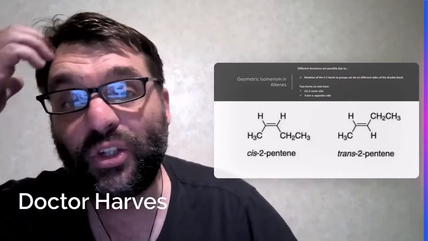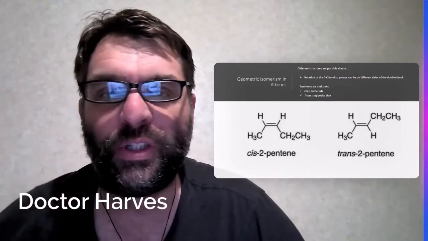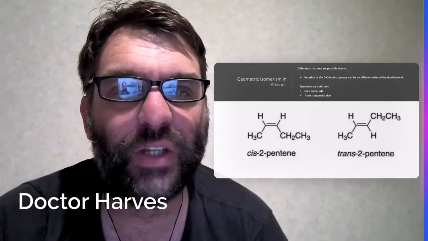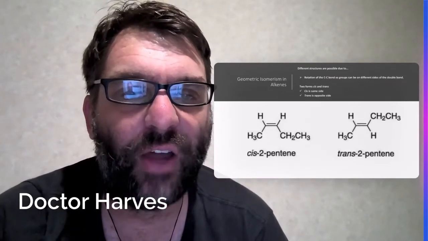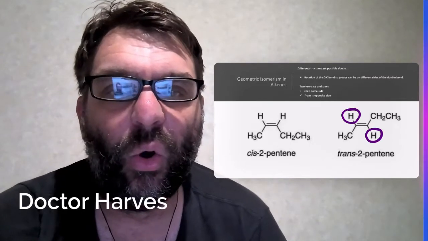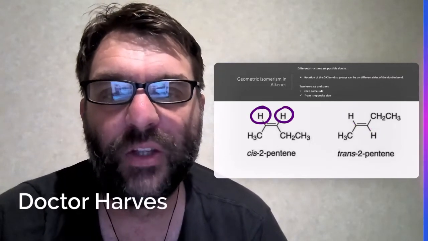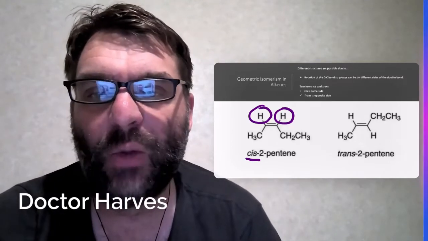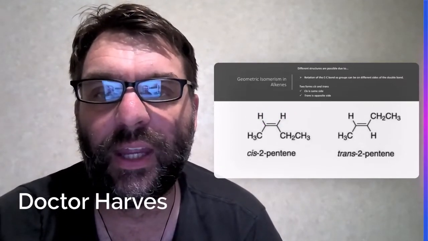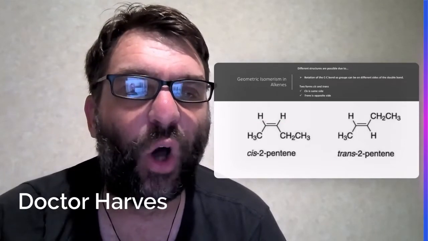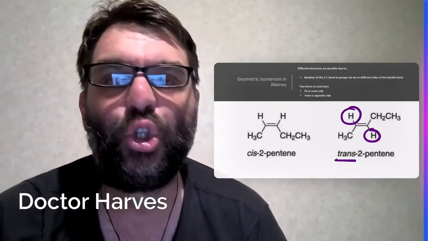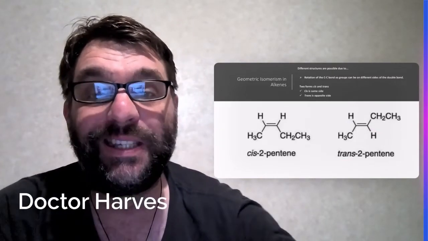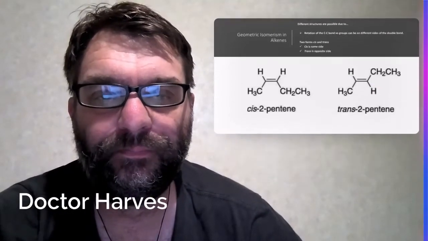You can also get geometric isomerism with alkenes, because the carbon-carbon single bond can rotate, so you can have the hydrogens either on the opposite side or the same side. If the hydrogens are on the same side, we call that cis, which you see in the example on the left. And if they are on the opposite side, then they're known as trans. So that's trans-2-pentene as opposed to cis-2-pentene.